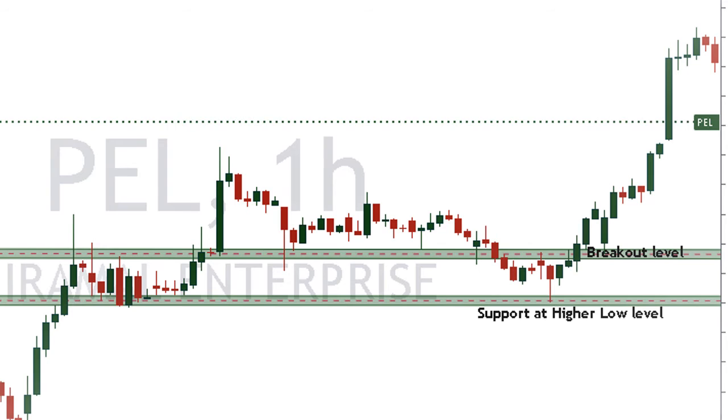In this case of EL, this is a 1 hour chart. You can say the price has broken the level, moved up, tried to take support at the breakout level but did not sustain, went down. Then it took support at the high low level and from then it again continued its journey upwards.